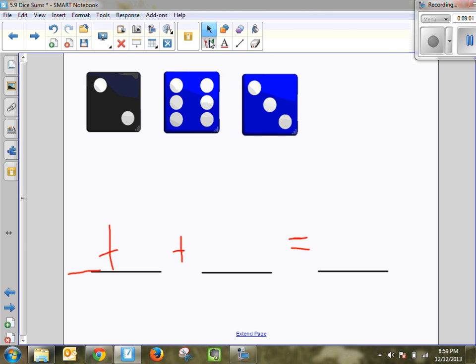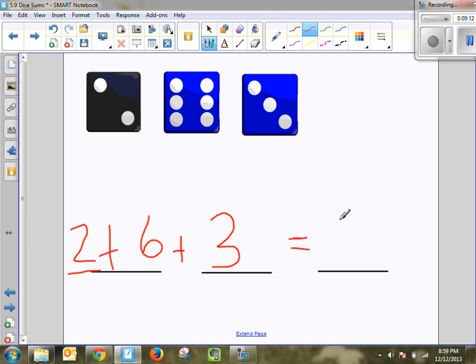So now, just be thinking, which one did I mess up on? So I got 2 plus 6 plus 3 equals 10. So go ahead and take your time. Think about, did I mess up part of the addition fact, or did I mess up the sum, or the total, which is what we would call the number 10.